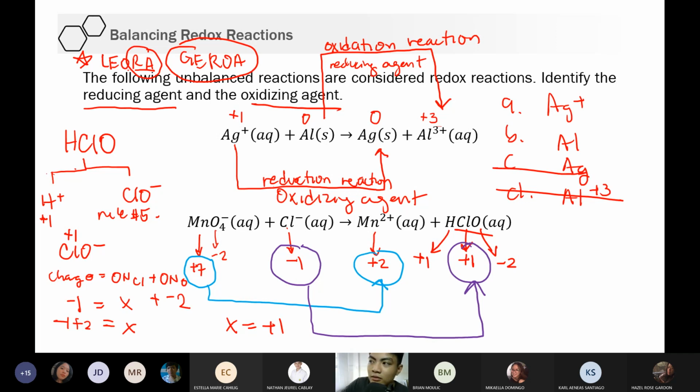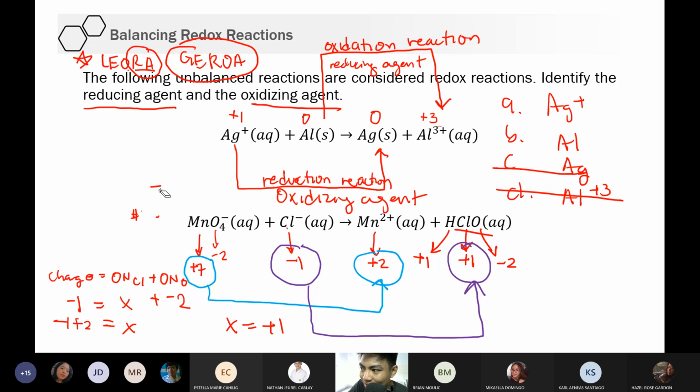So, with all the things we discussed today, sa lahat ng mga sinabi natin ngayon, sino yung nag-undergo ng oxidation reaction? Sino yung nag-undergo ng reduction reaction? Okay? So, sino yung nag-undergo ng oxidation reaction? Mn. Again, susulat ko para hindi ma-confuse. Pag nag-increase ang oxidation number, oxidation.